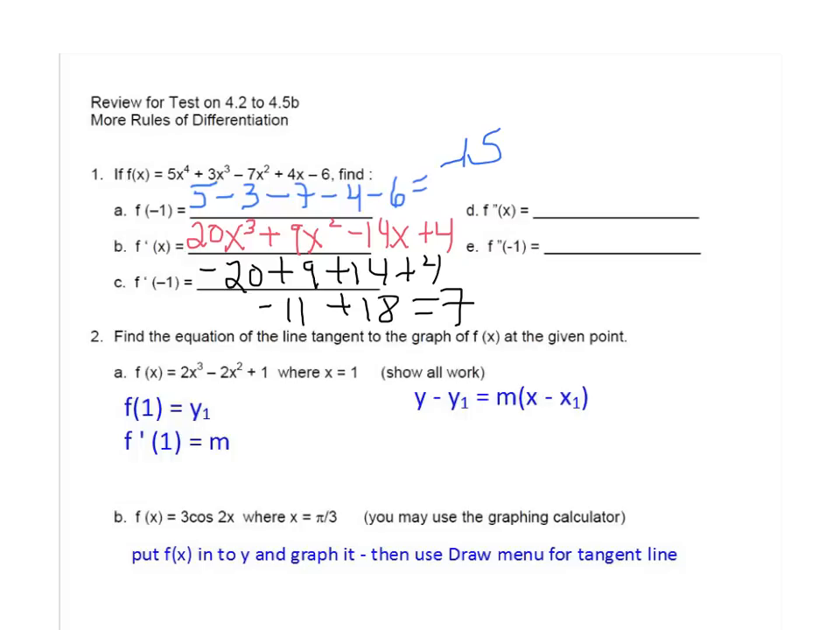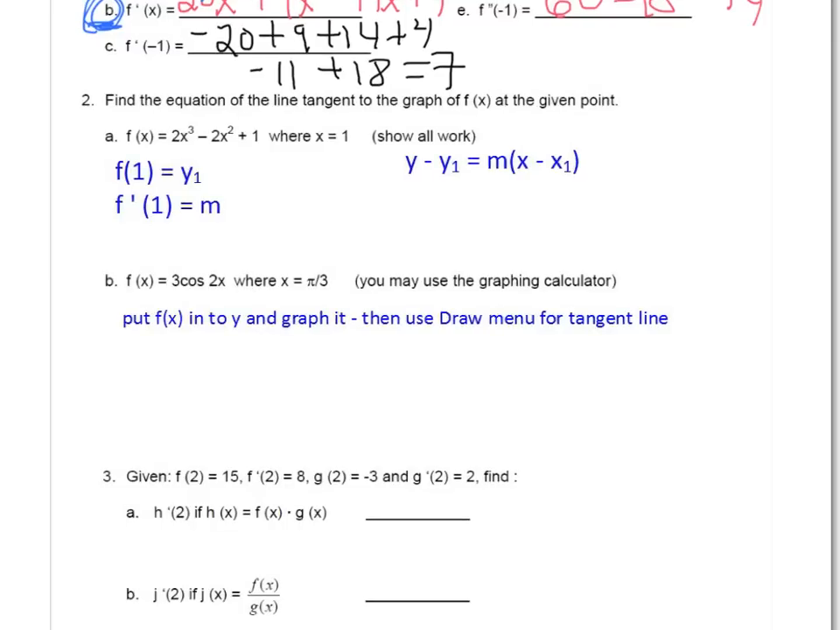Now f double prime of x is the second derivative. So take the derivative of the derivative. So 3 times 20 is 60x squared plus 18x minus 14. I did the power rule on the derivative. And now part E, then take negative 1 and plug it into your second derivative. So that's going to be 60 minus 18 minus 14.